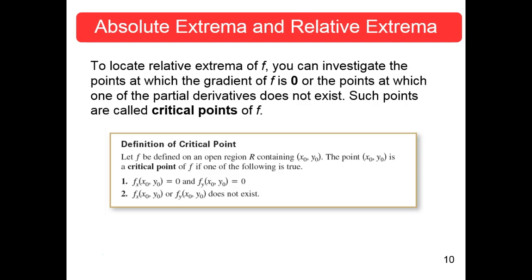Let f be defined on an open region R, that means not counting its boundary, containing (x0, y0). The point (x0, y0) is a critical point of f, of that function f, if one of the following is true. Okay. Now this is two-dimensional, two independent variables. f sub x of (x0, y0) has to be 0, and f sub y of (x0, y0) has to be 0. That would make your gradient the 0 vector. So it would be 0 i plus 0 j. Okay. But the second is f sub x at (x0, y0), or f sub y at (x0, y0) does not exist. If either one of those does not exist, either one, or one or the other, or both don't exist. Okay.